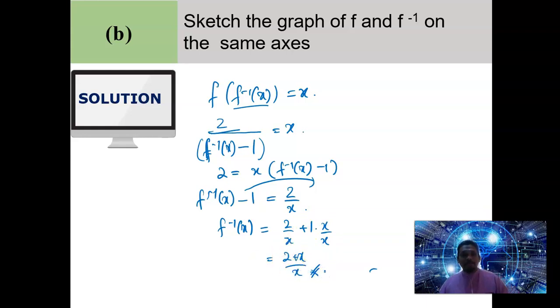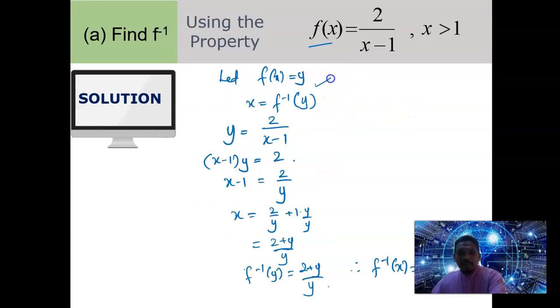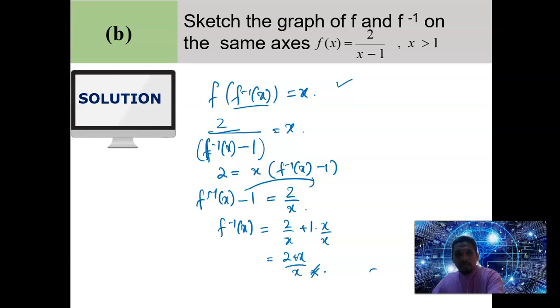Okay, same thing. Again, class, this method and this method, you can choose one of the methods which you prefer in your exercise or examination. Okay.